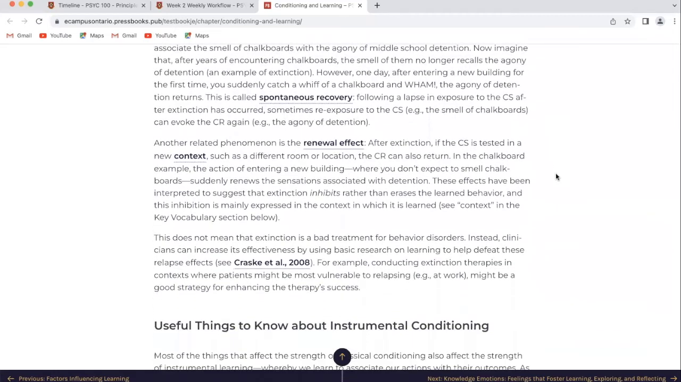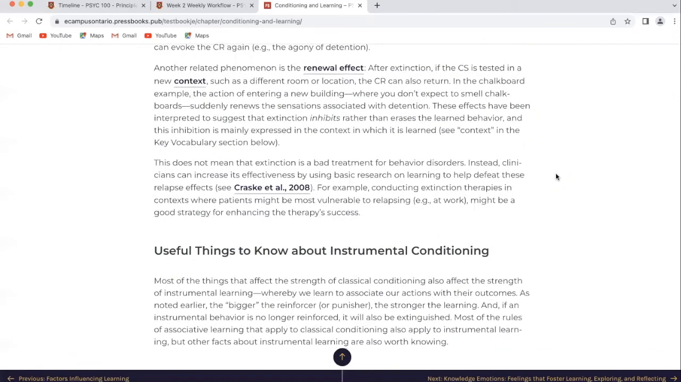Another related phenomenon is the renewal effect. After extinction, if the conditioned stimulus is tested in a new context, such as a different room or location, the conditioned response can also return. In the chalkboard example, the action of entering a new building, where you don't expect to smell chalkboards, suddenly renews the sensations associated with detention.